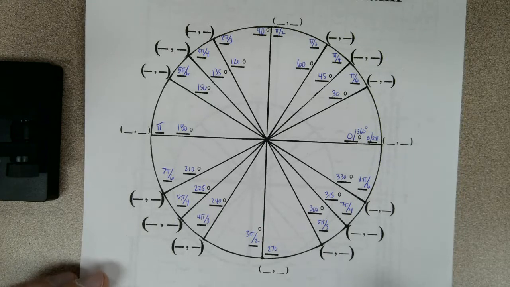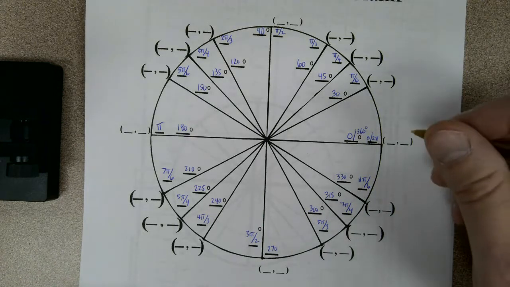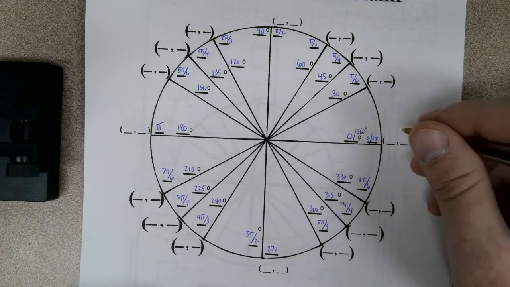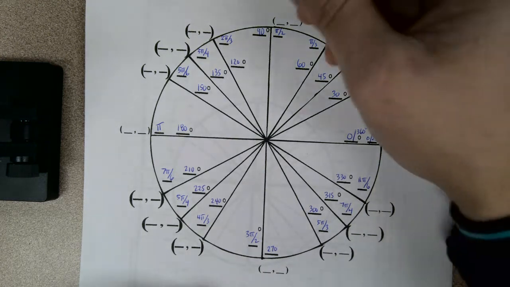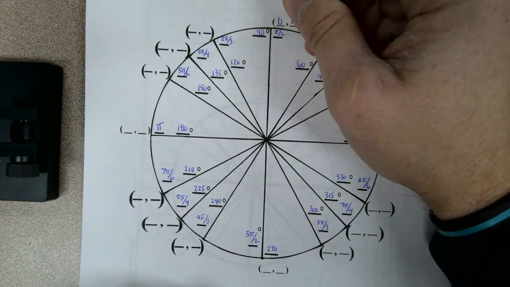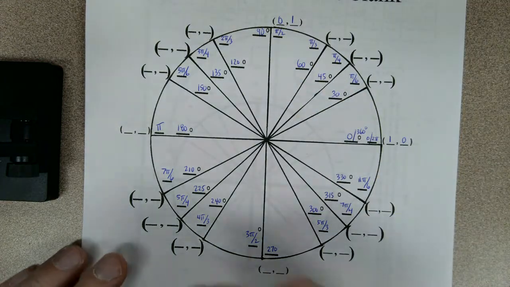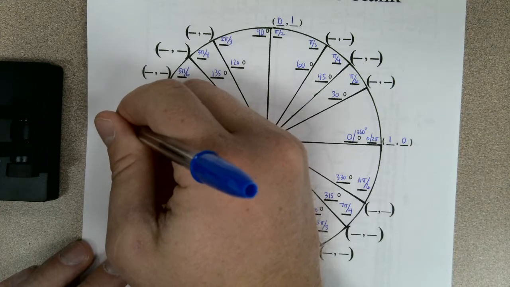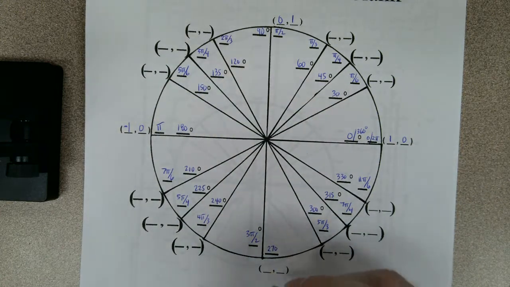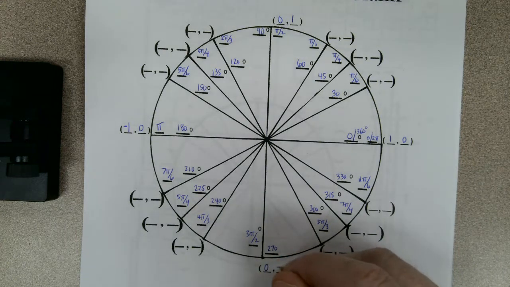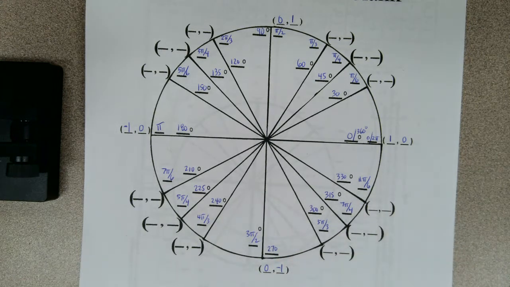I'm going to start with the quadrantals. We've already talked about the quadrantals. So at 0 or at 360, we're at the point (1, 0). At 90, we are at (0, 1). At 180, we're at (-1, 0). And at 270, we're at (0, -1). Now, I'm going to focus here specifically on the first quadrant when filling this in.